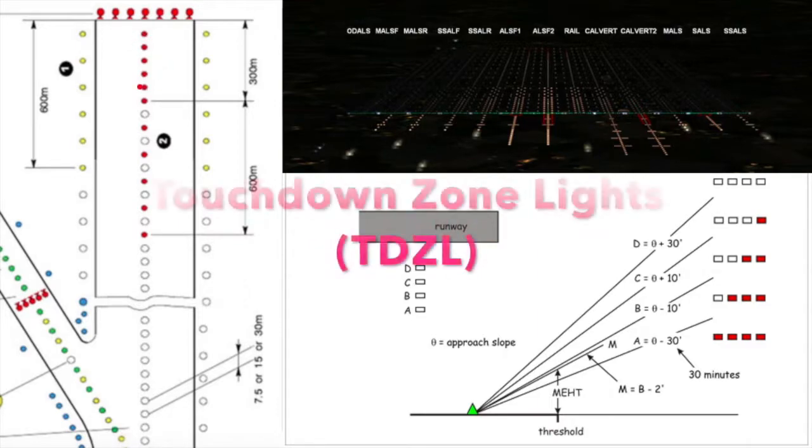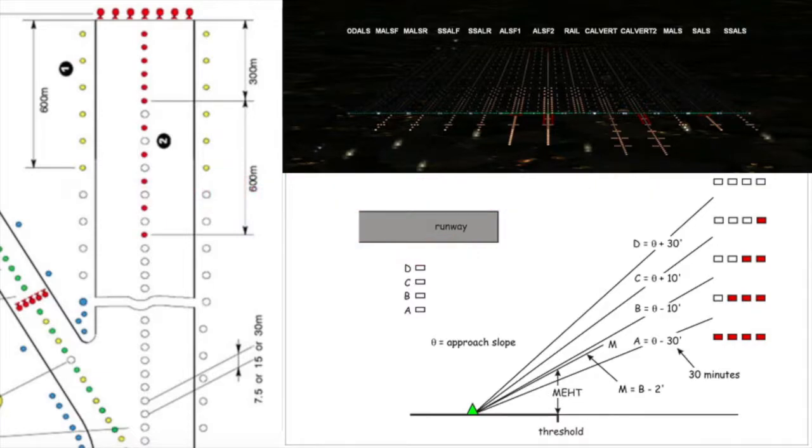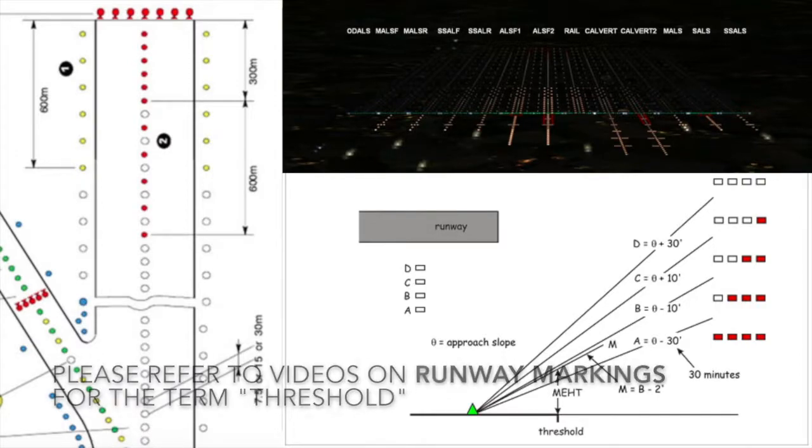Next, we're going to talk about touchdown zone lights. Touchdown zone lights are steady white lights placed in two rows next to the center line, starting at 100 feet and extending to the midpoint of the runway, or 3,000 feet beyond the threshold, whichever is less.